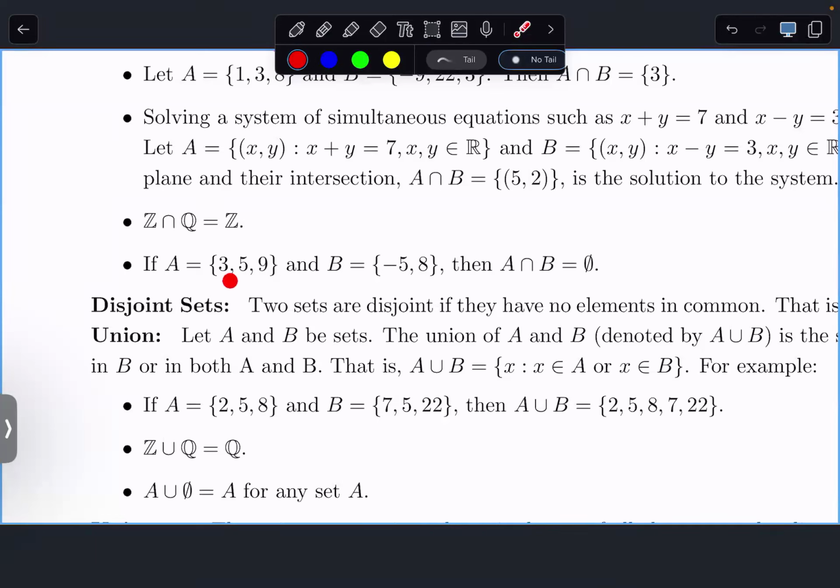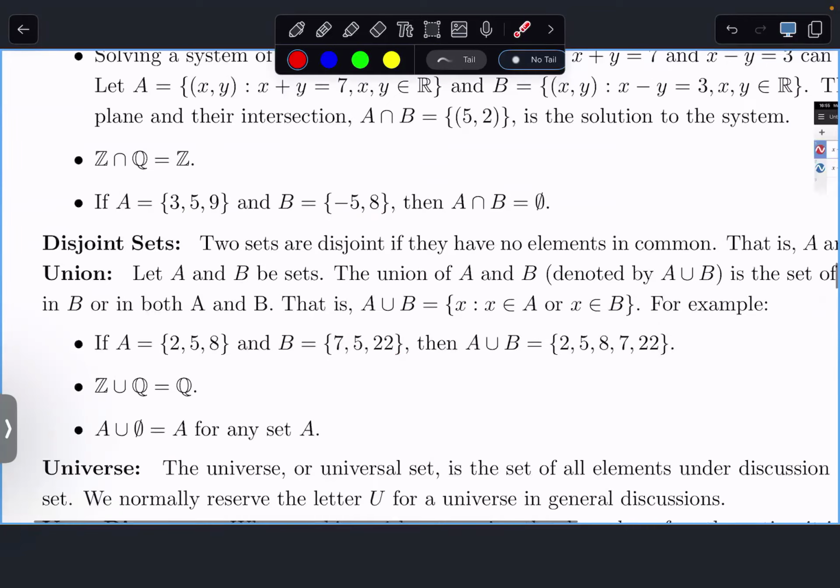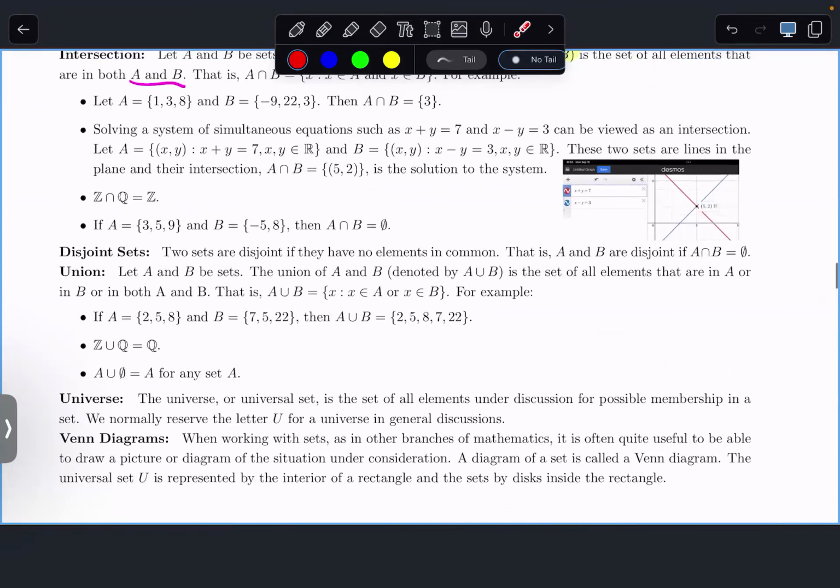Can also have where the intersection is the empty set, right? And so we got 3, 5, 9 and negative 5, 8. And then the intersection is the empty set, meaning there are no elements in that intersection. That's allowed, that's fine. The name, if there are no elements, we say that A and B are disjoint sets. So visually, there's no elements in common, right? And so A and B are disjoint if the intersection of the two is the empty set.